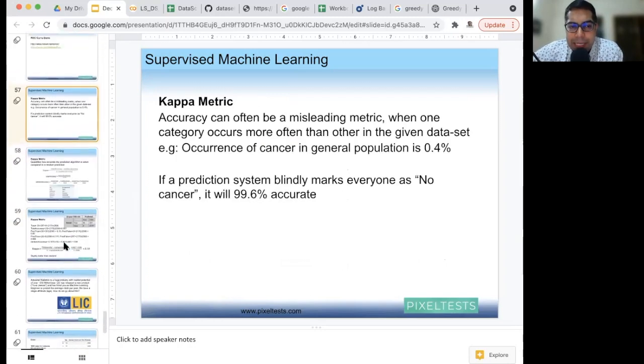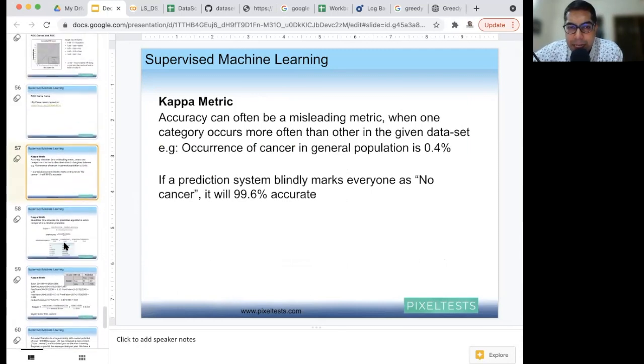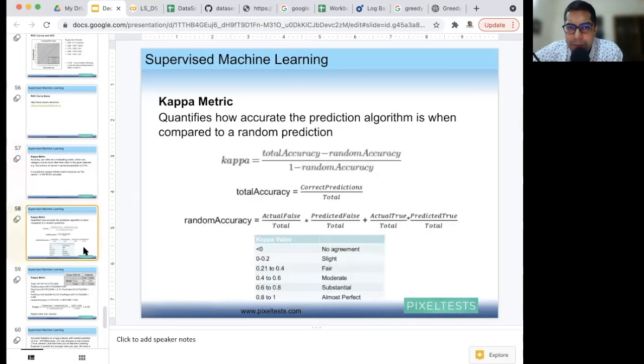Here's one more metric that's beginning to be used. It's taking a lot of prominence, and I felt it's really useful to keep. So let's look at this kappa metric. Kappa is defined as total accuracy minus random accuracy, divided by 1 minus random accuracy. Let's look at this a little closer. Just remember this formula. It's actual false divided by total. We have seen the true positives, negatives, and all that. If you substitute these values, you will get this new metric called kappa.